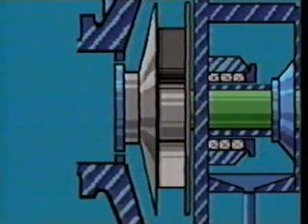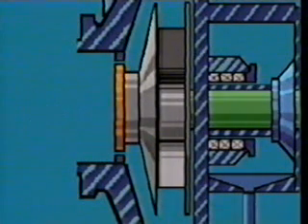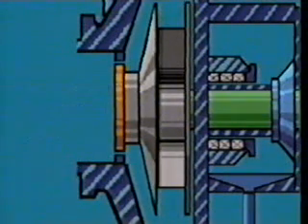When wear rings are attached to casing, they're called casing wear rings. These are called impeller wear rings. They're fitted to the impeller. Some centrifugal pumps are fitted with both casing and impeller wear rings.